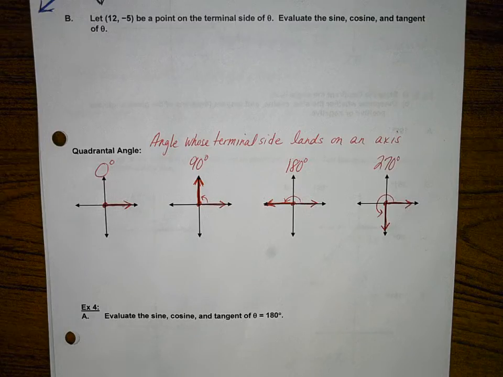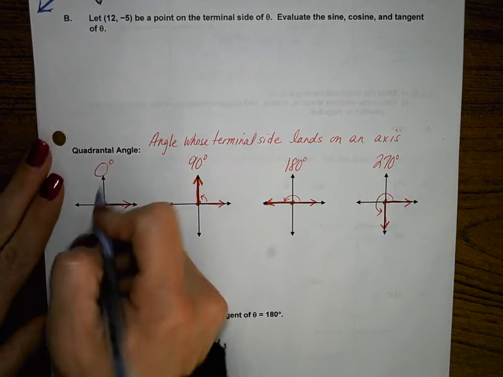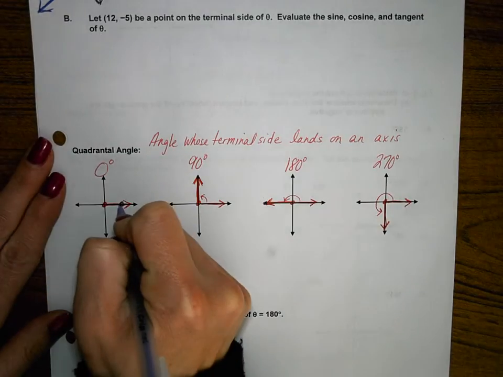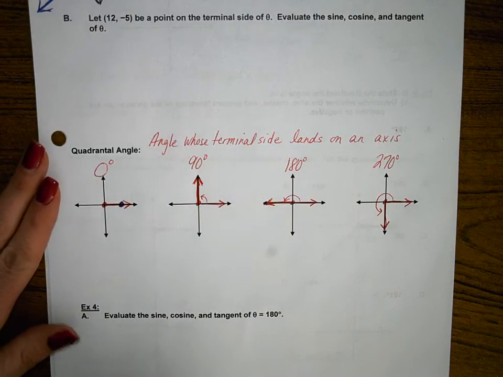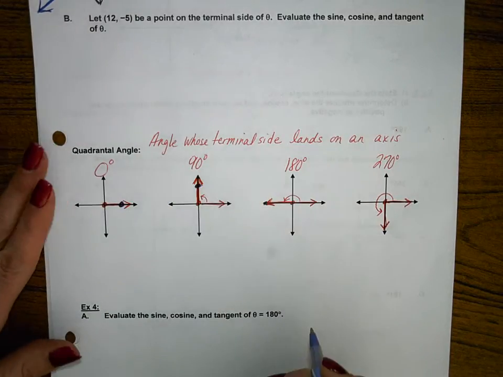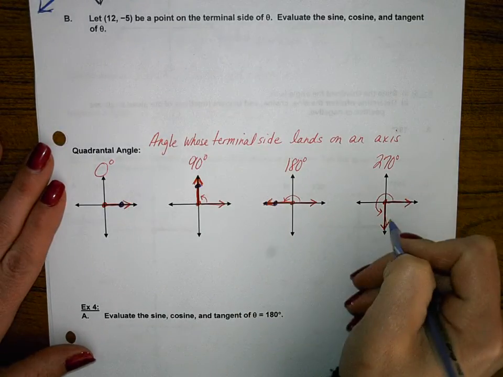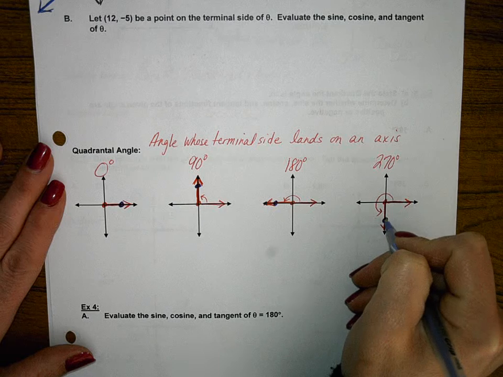Now, what's interesting with our quadrantal angle? What is interesting with our quadrantal angle, when I pick a point on my terminal side, it's going to lie here. With 90 degrees, I would pick a point on my terminal side. It may lie here. I'm going to pick a point here. It may lie here. And I'm going to pick a point on this terminal side. It may lie here.